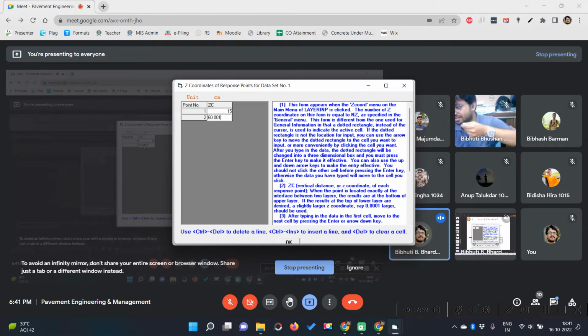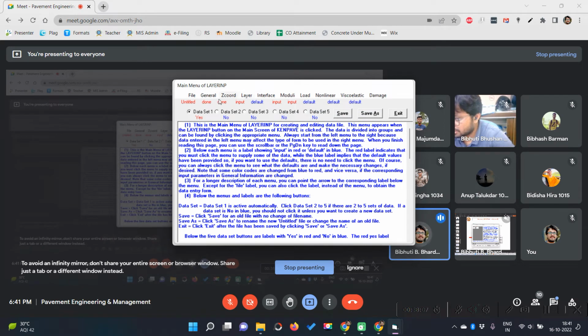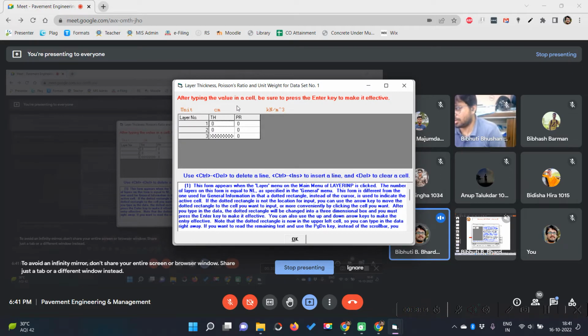So you can write anything, 60.001, 60.01, anything, but just a little bit more than 60 so that it goes into that subject layer. Okay, are you able to do it? Yes, sir. Then again click OK. Now you can see Z coordinate is also showing done. Next, layer. So in layer, you click on input.